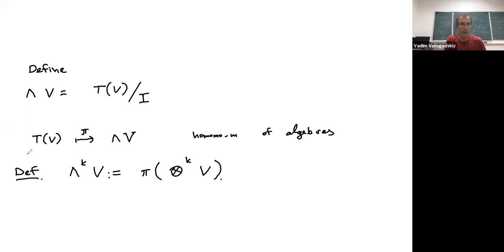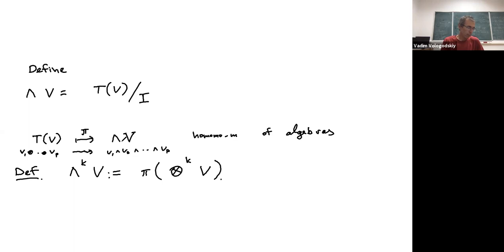Okay, so I want to give a name to this map. If I have an element v1 tensor ... tensor vp, which is an element of this tensor algebra, I denote its image by v1 wedge v2 wedge ... wedge vp. So this is just notation. Instead of this tensor sign, I'm going to use this sign for the exterior algebra.